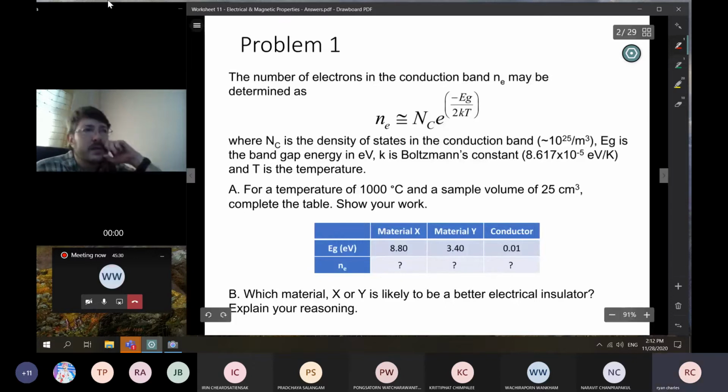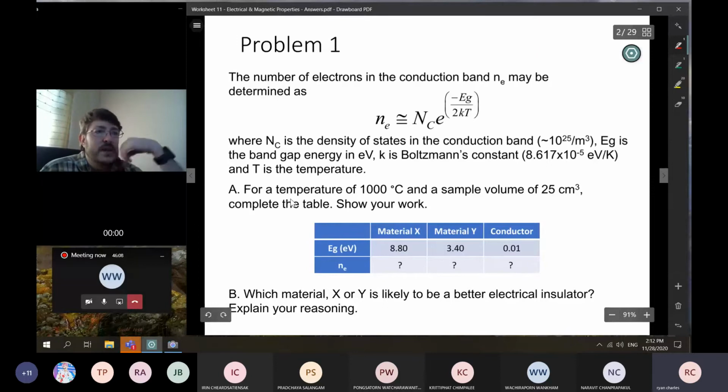All right, the number of electrons in the conduction band, N sub E, may be determined as this exponential equation. N sub E is approximately equal to N sub C, e to the minus Eg over 2 kT, where N sub C is the density of states in the conduction band. And I said here approximately 10 to the 25 per cubic meter. Eg is the band gap energy in electron volts. K is Boltzmann's constant, 8.617 times 10 to the minus 5 electron volts per Kelvin, and T is temperature.